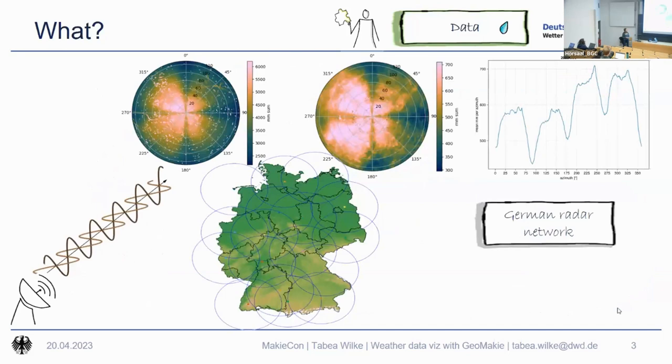Radar data looks like this, roughly. We have 17 radars in Germany, spread all over, so we can cover the whole country. Radars are sending waves in two directions, and then we can have such a polar plot, which is not currently possible in Makie.